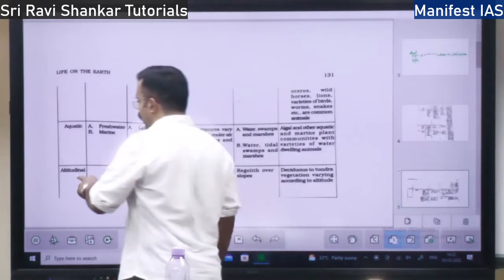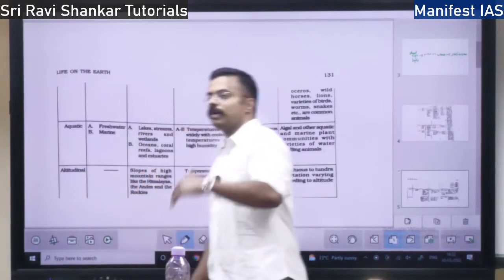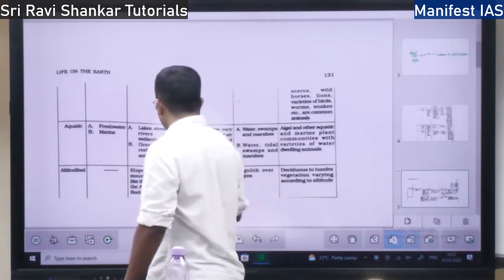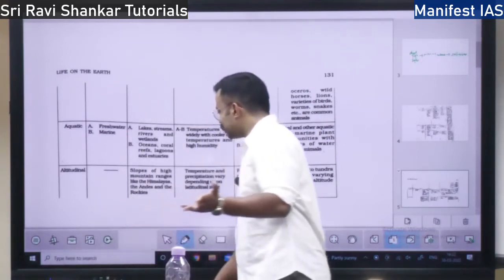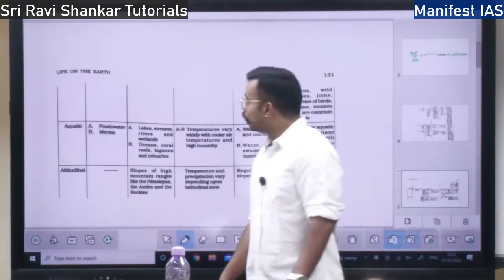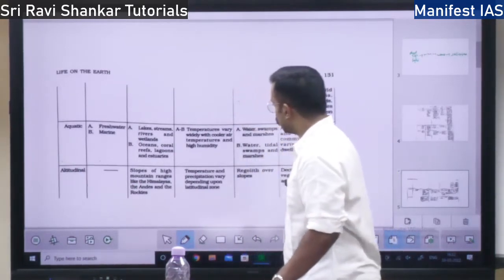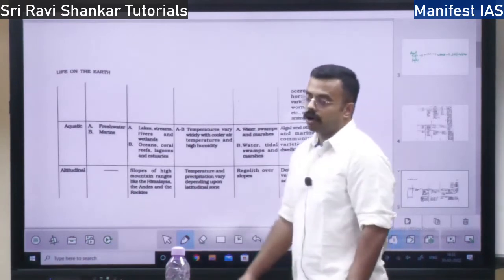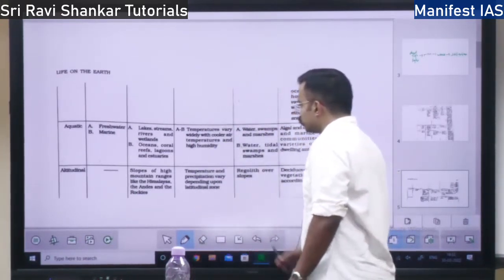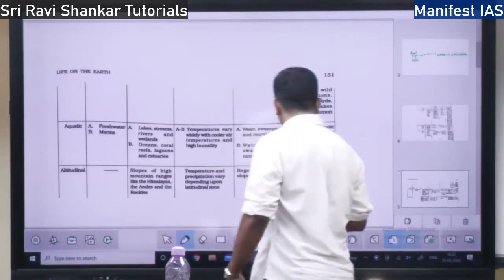Then you have the altitudinal biome. Altitudinal biome means height, that is hilly regions. So where are they found? They are found in the Himalayas, Andes, Rockies, all these areas. The type of soil in the altitudinal regions, that is hills, is regolith. On the hills, you find this type of soil called regolith, right? So their temperature and precipitation varies.